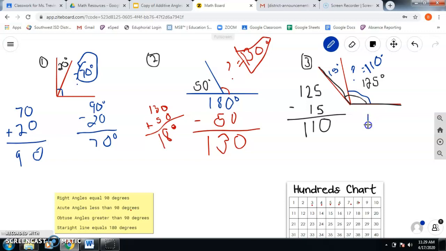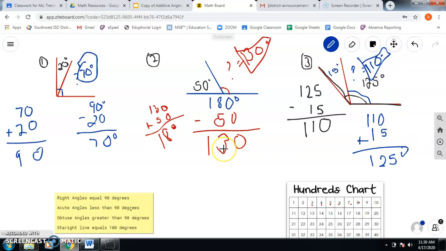Now let's look. Let's check our answer. So our two numbers of the angles inside should equal the number of the whole angle, which should be 125. Okay? So 0 plus 5 is 5, 1 plus 1 is 2, and then 1 plus 0 is 1, 125 degrees, okay? So our missing angle was 110 degrees.